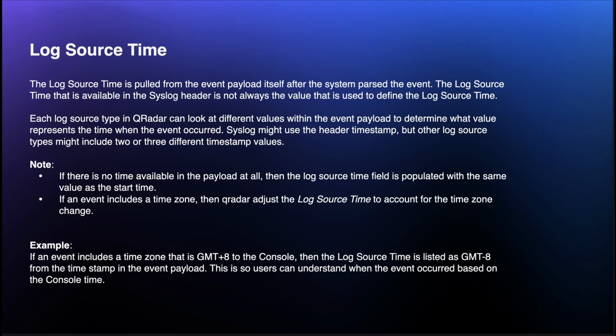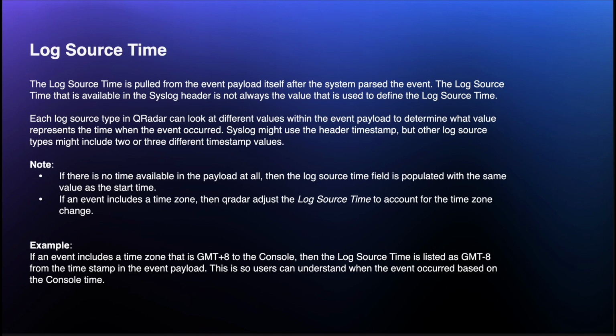Each log source type in QRadar can look at a different value within the event payload to determine what value represents the time when the event occurred. Syslog might use the header timestamp, but other log source types might include two or three different timestamp values. QRadar uses the most relevant timestamp based on the log source type.